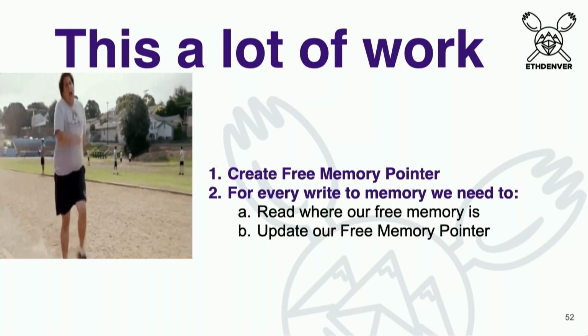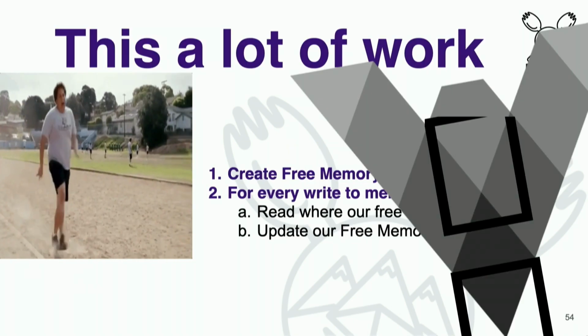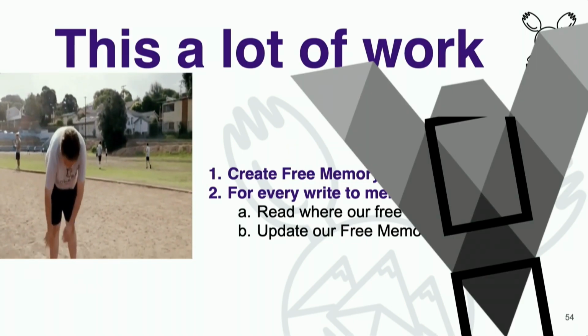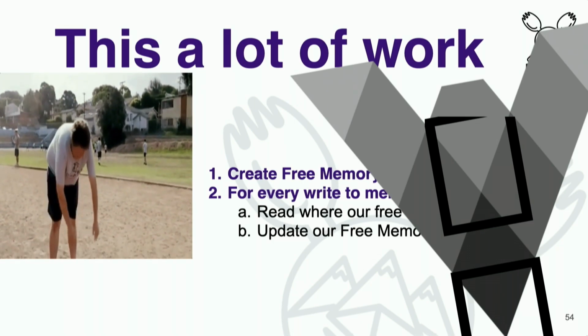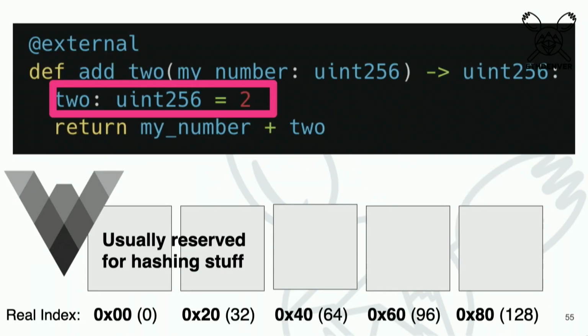So let's talk about how Vyper approaches this. Vyper sees all this, and my emoji got messed up there. But Vyper sees this and says, ugh, that's a lot of work. So Vyper says, let's take a different approach. Same thing. This is Vyper's memory. First, 0x0 and 0x20 are usually reserved for like hashing stuff.